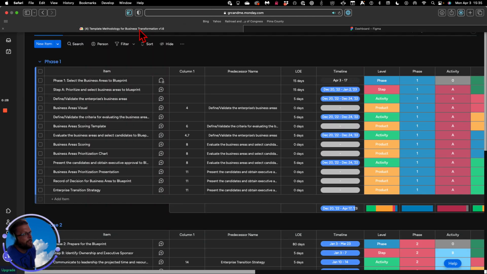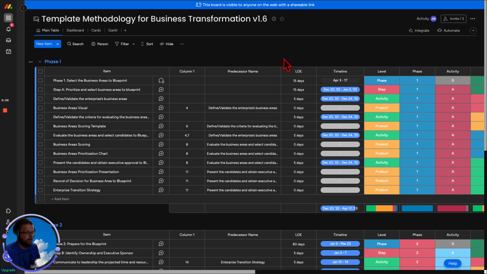Over here, we've got the template for methodology for business transformation, and we've built this on Monday.com. Monday.com lets us leverage and scale our services without having to worry about complicated infrastructure if we need to hire a developer or any of those other complicated pieces. This lets us deliver services and manage our business in one spot and communicate clearly across our teams.